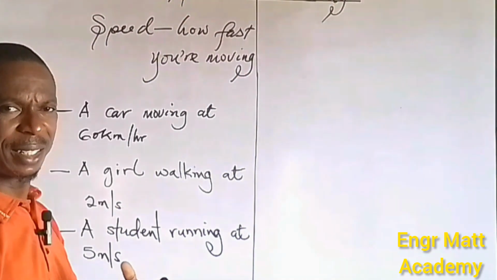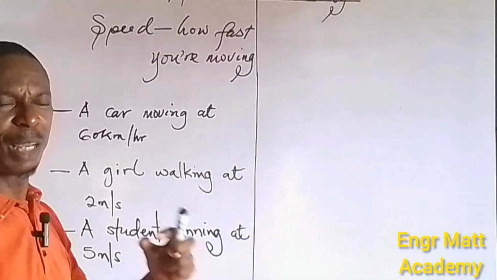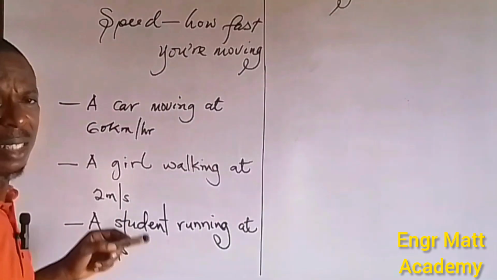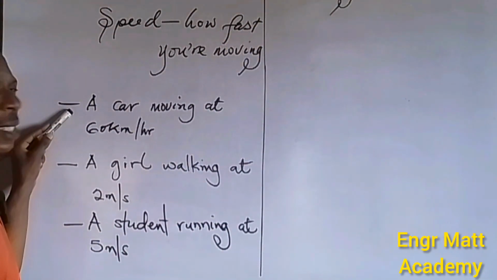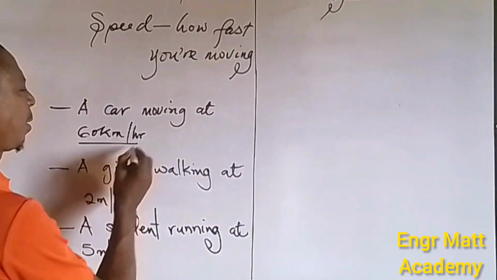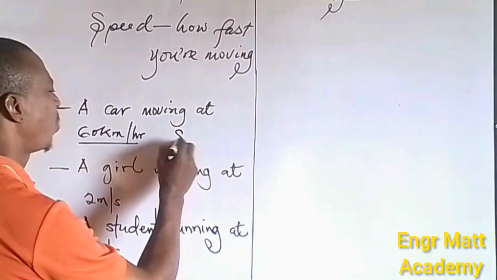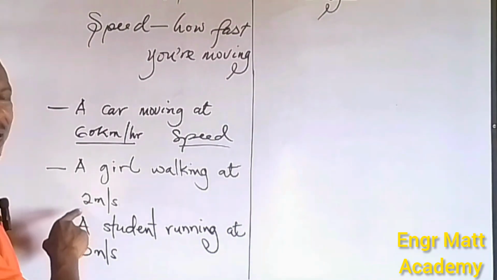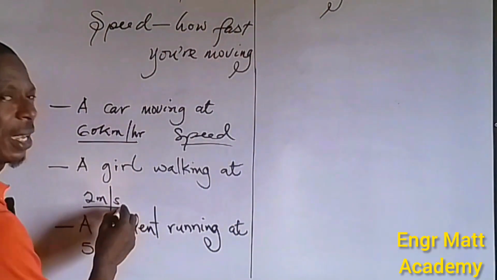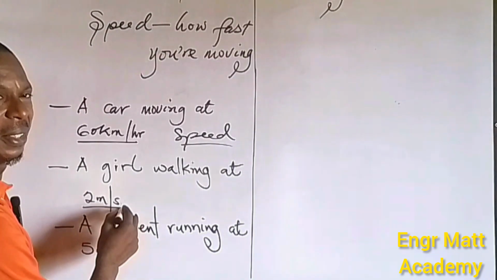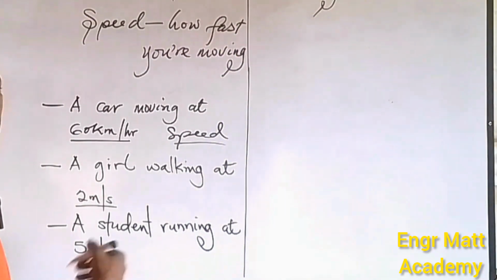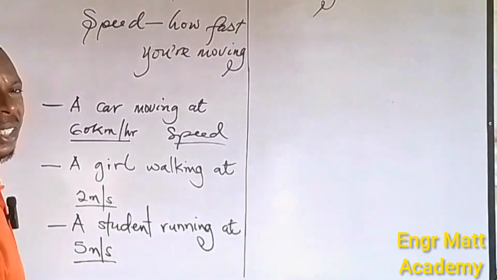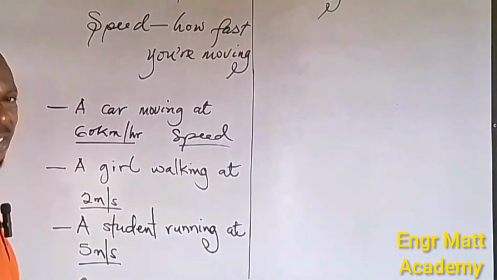As mentioned earlier, speed is only concerned about how fast something is moving. That is, how fast is the car moving? 60 km/h. That is speed. What about the girl that is walking? How fast is she walking? 2 meters per second. That is speed. And the student that is running, how fast is he running? 5 meters per second. That is speed. And that is all speed is interested in.